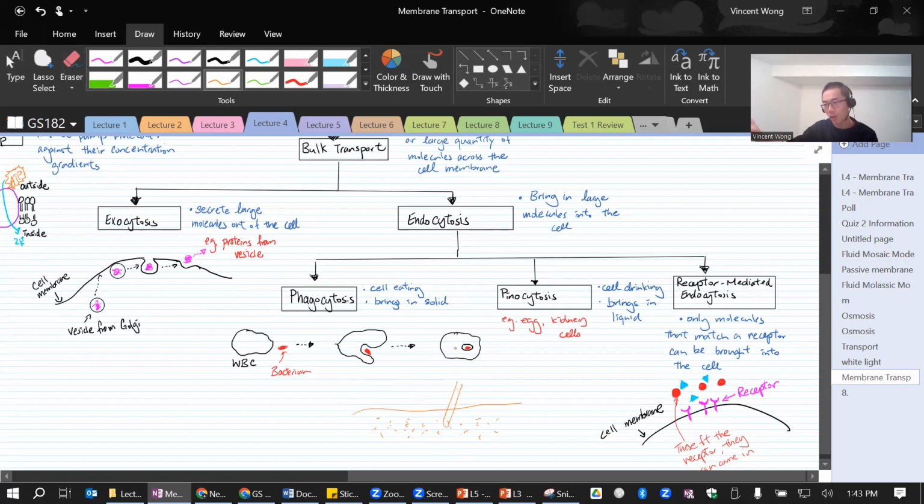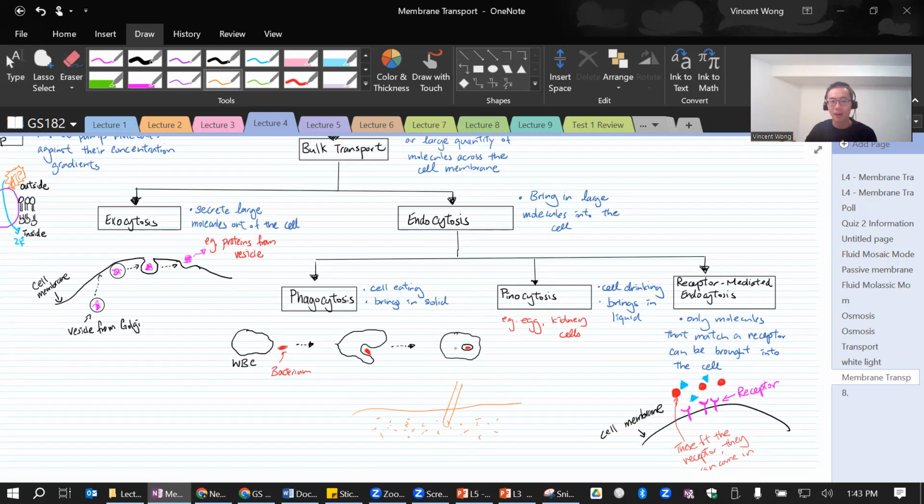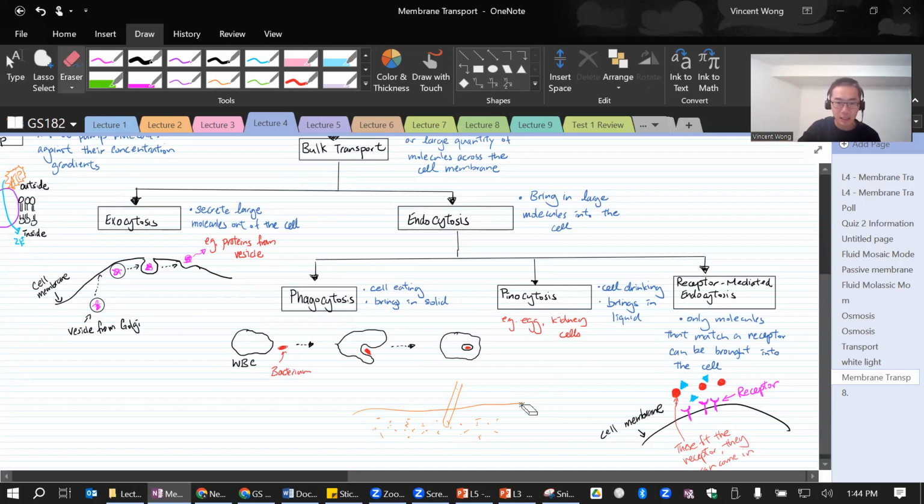You want to get the water only, but because it's so murky and there are so many things floating around, you might accidentally ingest other things as well. And that's what pinocytosis is. The cell wants to bring in liquid, but there are so many things dissolved in the liquid that you might inadvertently bring in some other stuff as well.